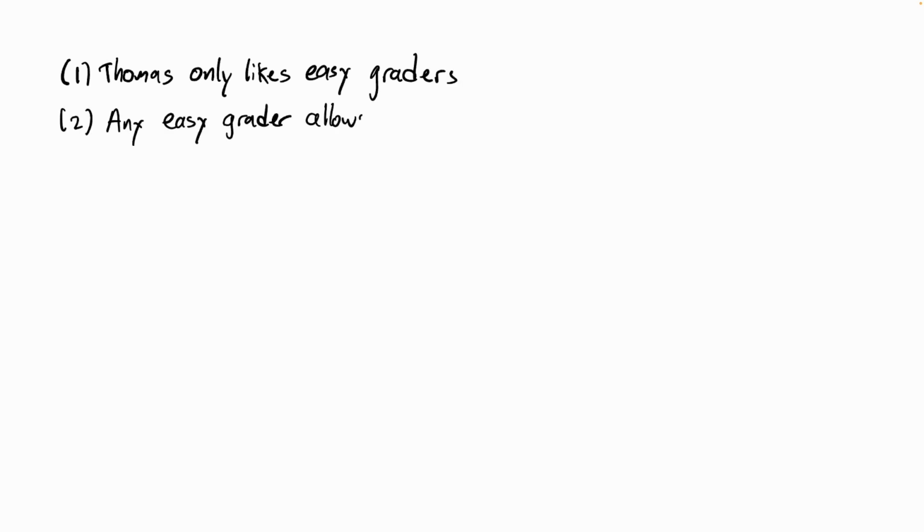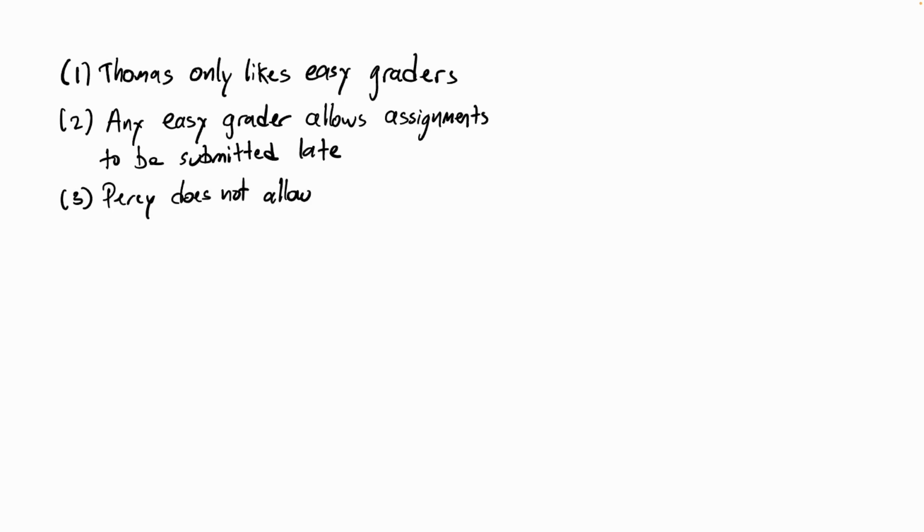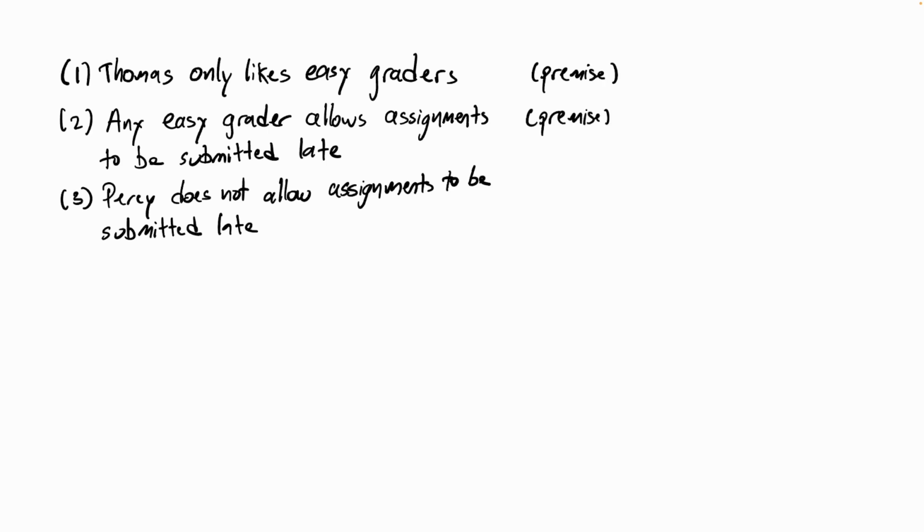Consider these premises. 1, Thomas only likes easy graders. 2, any easy grader allows assignments to be submitted late. 3, Percy does not allow assignments to be submitted late. From these premises, if you think about it, it follows that it's not true that Thomas likes Percy.